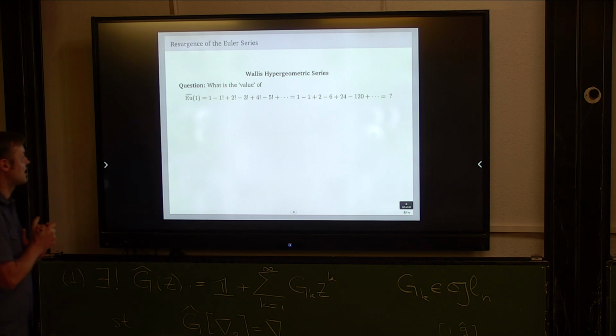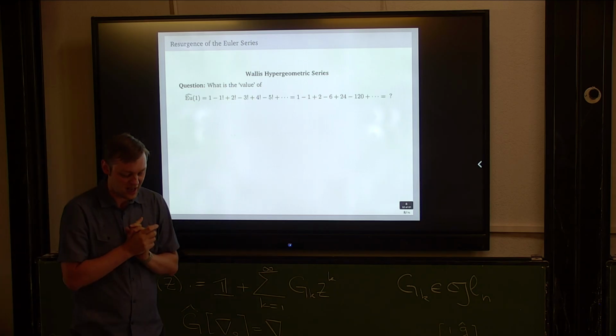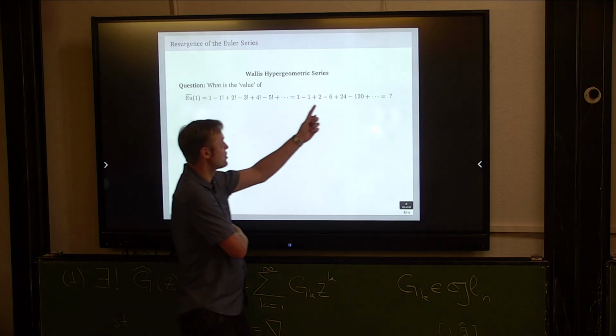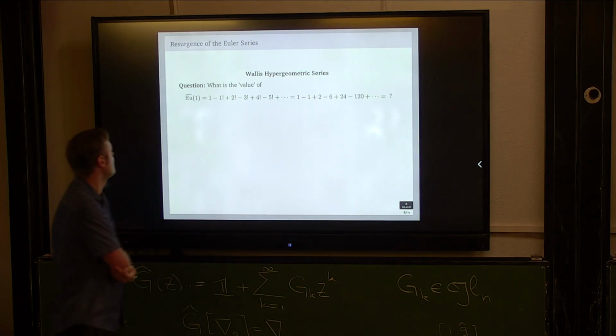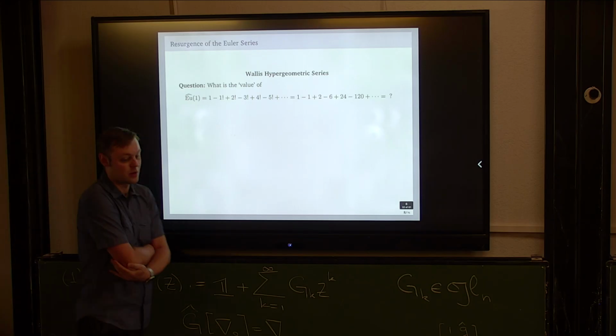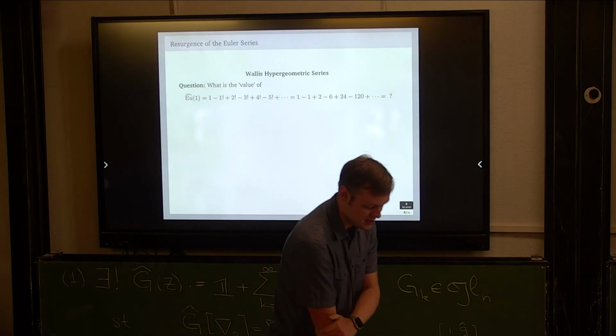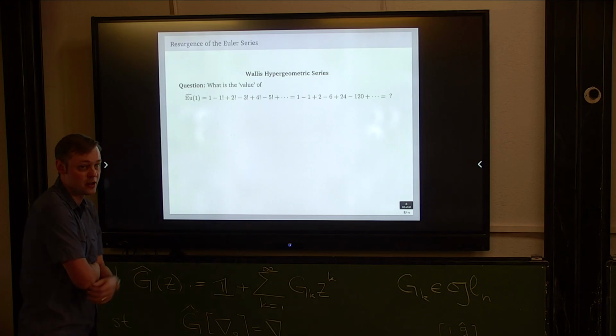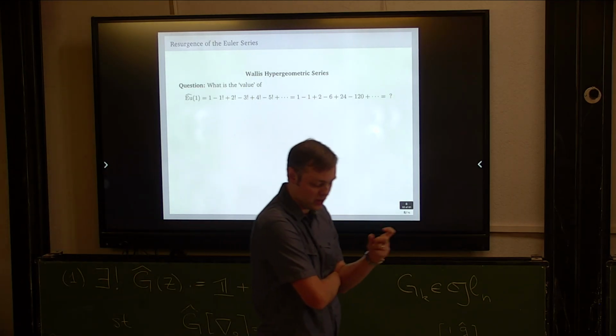So as a quick aside, let me return to this Wallis hypergeometric series. Now we can again ask the question. We have this divergent numerical series, which is the value of the Euler series at x equal to 1. And so we can ask, what is the value of this? Traditionally, you'd say it doesn't have a value because it doesn't converge. But now we can answer this differently.